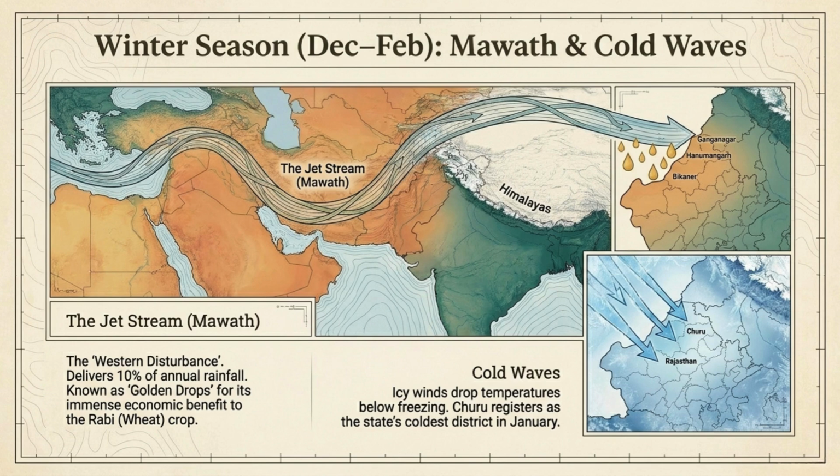During this time, the western disturbance, carried by the jet stream, brings Mawath. These winter showers provide 10% of the state's annual rainfall and are celebrated as golden drops due to their immense economic benefit to the rabi wheat crop. Simultaneously, icy cold waves can drop temperatures below freezing, with Churu often registering as the coldest district in January.